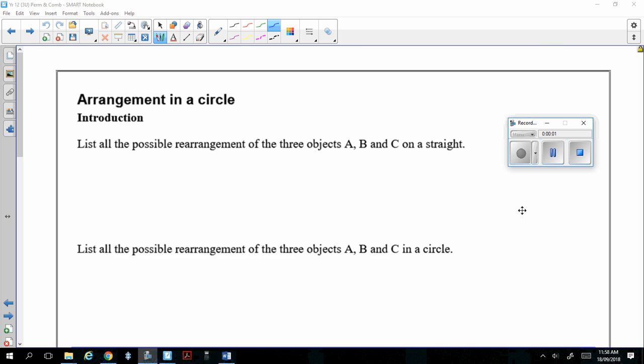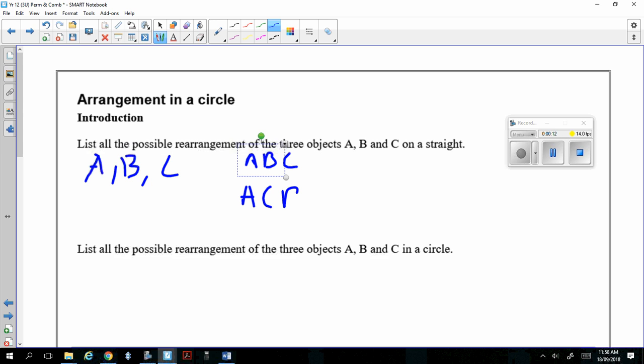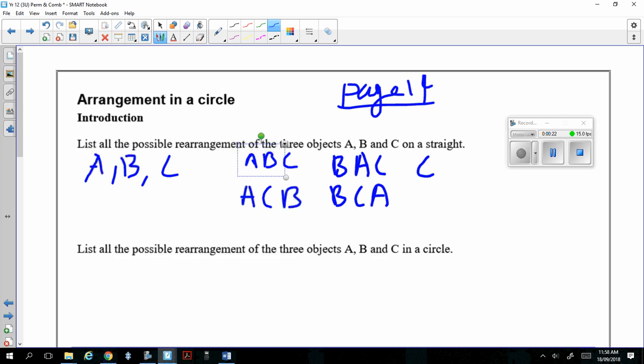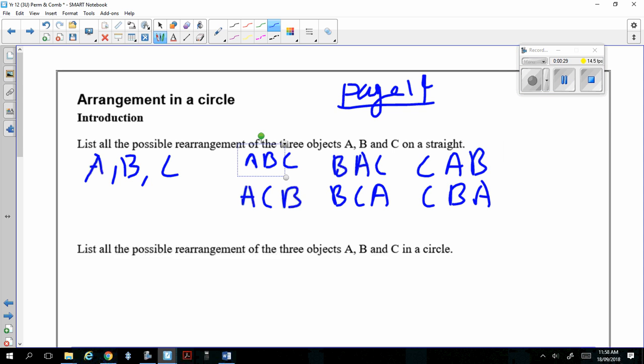So if we consider three objects, A, B, and C, list all the possible arrangements. So you've got ABC, ACB on page 14. And then you go BAC, BCA, and CAB, CBA, right? All together we see there are 6 ways, which is the same as writing 3 factorial.